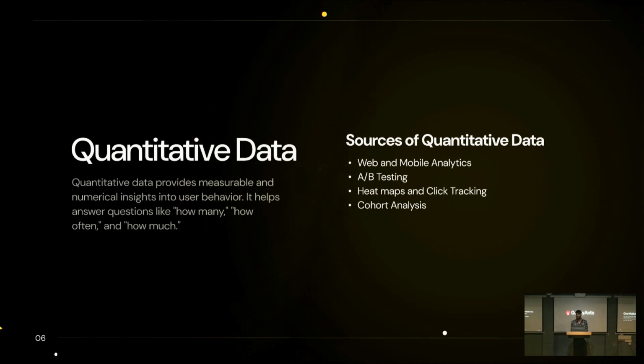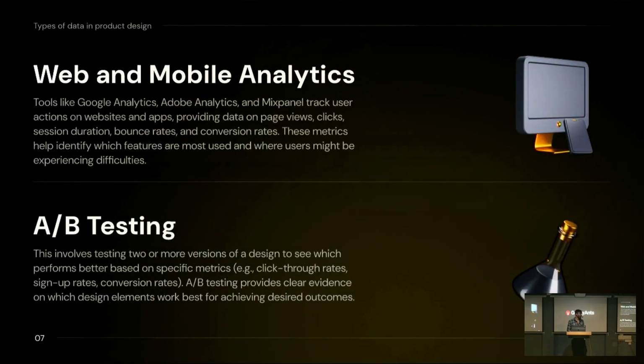There are multiple ways you can capture quantitative data. Let's discuss a few. Web and mobile analytics. There are a lot of websites which will give you analytics in terms of the total number of click rates, bounce rates, and conversion rates that are happening throughout your platform. Integrating with such a website will give you more analytics, which can help you take data-driven decisions much better. A few tools like that are Google Analytics, Adobe Analytics, and Mixpanel.